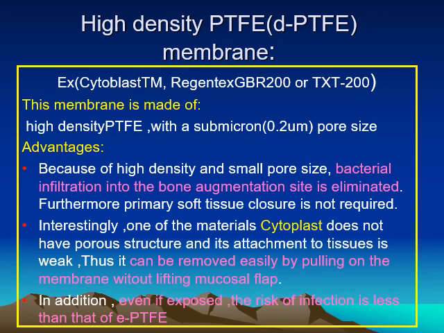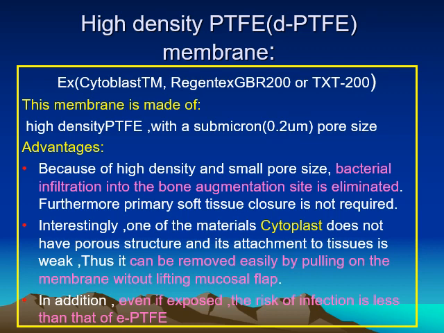More recently, a high-density polytetrafluoroethylene membrane was developed, d-PTFE. For example, we have the Cytoplast Regenerative or TXT-200. Those membranes are made of high-density polytetrafluoroethylene with a submicron pore size of 0.2 micrometer. The advantage of these membranes is that, because of high density and small pore size, bacterial infiltration into the bone augmentation site is eliminated. Furthermore, primary soft tissue closure is not required, as for example in the case of implant placement in fresh extraction sockets or in guided bone regeneration.